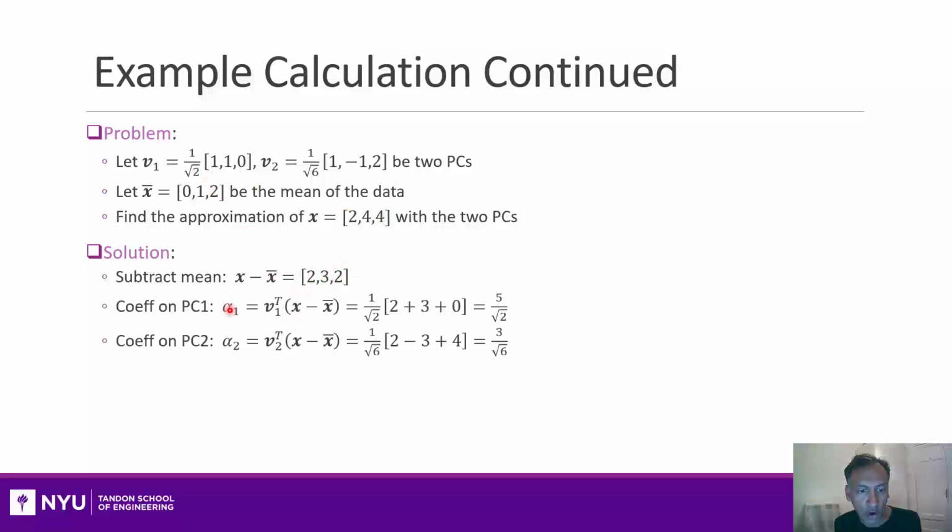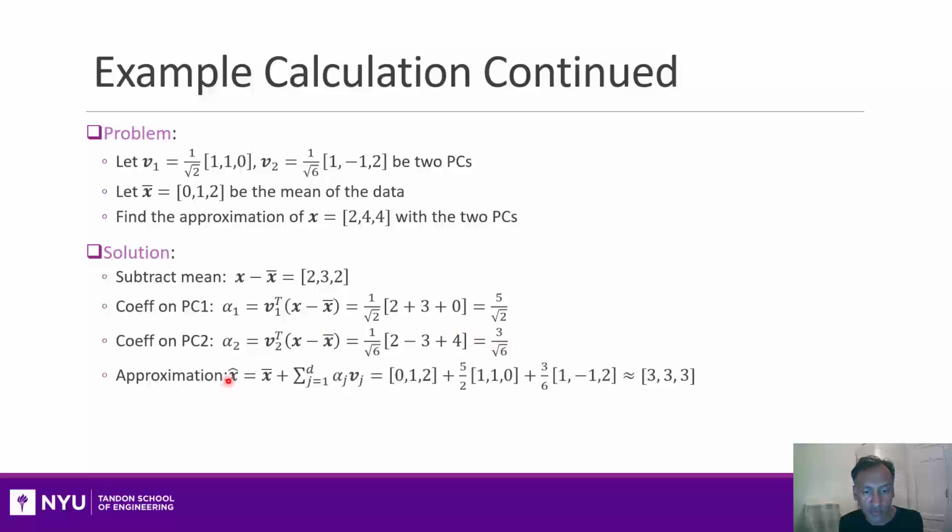Then you find the coefficients of that de-meaned data with respect to each of the principal components, and that's found from these inner products. So I take the inner product of V1 with this difference, and you get 5 over root 2. And for the coefficient of PC2, you take the inner product with V2, and you can work that out, and you get 3 over root 6.